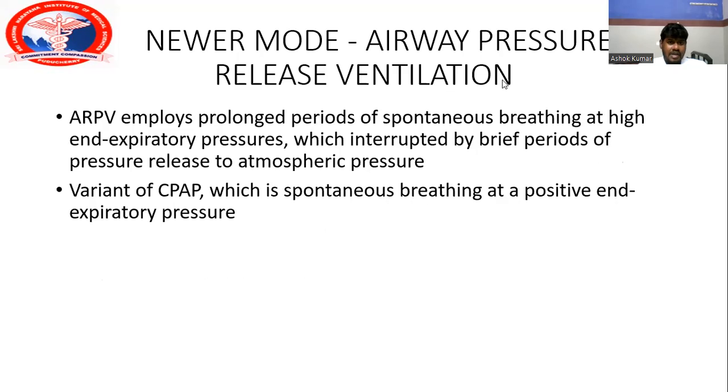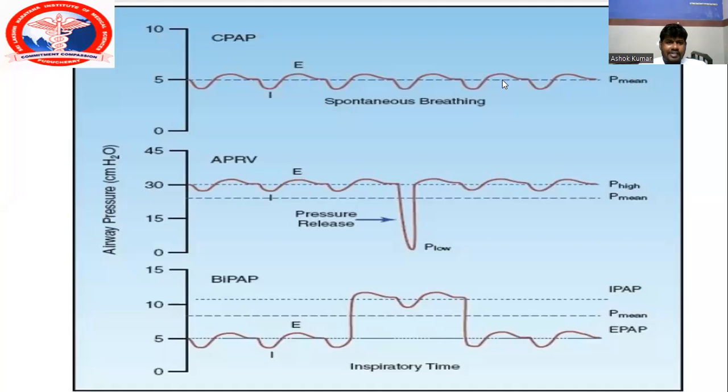Airway pressure release ventilation involves a prolonged period of spontaneous breathing at high end expiratory pressure, which is interrupted by brief periods of pressure relief to atmospheric pressure. It is a variant of CPAP, which is spontaneous breathing under positive end expiratory pressure. CPAP is around 0 to 5 centimeters of water, but in APRV airway pressure is mostly maintained at a high pressure like 30 centimeters of water, and suddenly drops to atmospheric pressure, 0 or 10 centimeters of water.